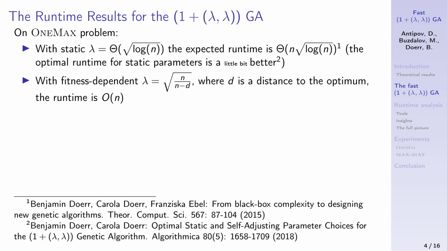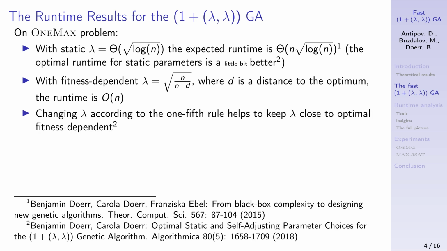However, for sure this is considered cheating because we can't use fitness-dependent parameters in practical problems. For this reason, it was also shown that using a simple 1/5 rule to control parameter λ keeps the parameter close to the optimal value, and it also results in a linear runtime on the OneMax problem.